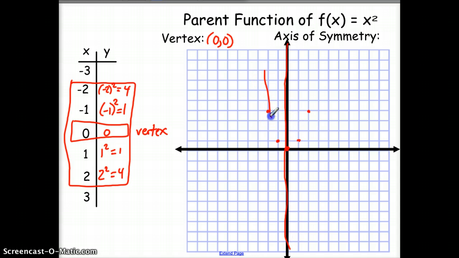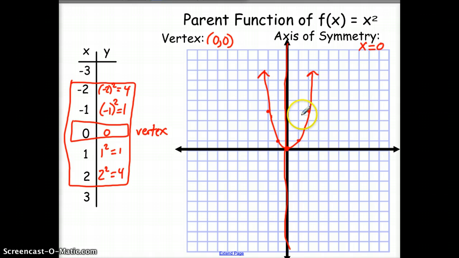I'll try to draw this. You guys can probably draw it better on paper than I can draw it here. That's your basic parabola. And the axis of symmetry is x equals 0, because the vertical line is at 0. It's our parent function of x squared.